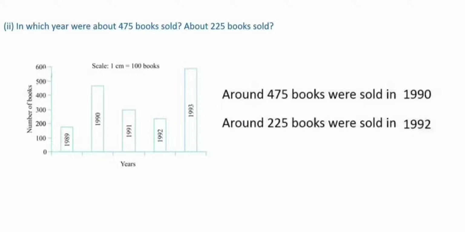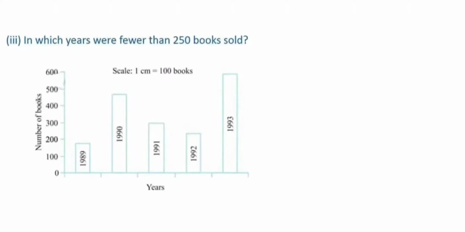We can observe this answer easily in this graph. In which year were fewer than 250 books sold? So fewer than 250 means less than 250. It is clearly observed that in 1989 and 1992 lower than 250 books were sold in these 2 years.